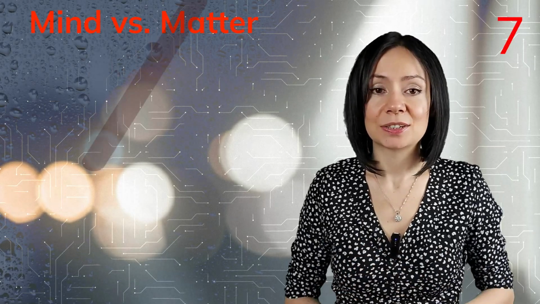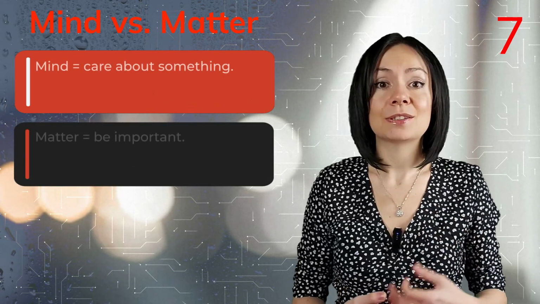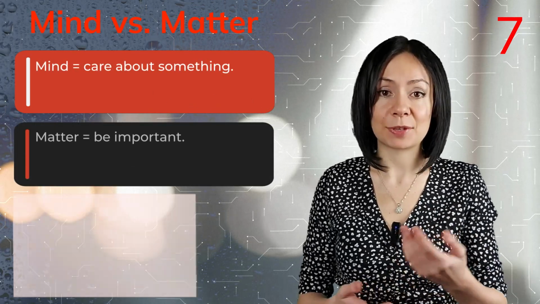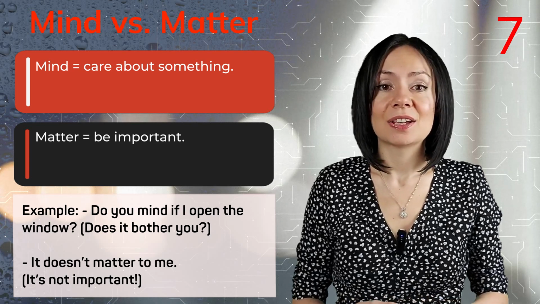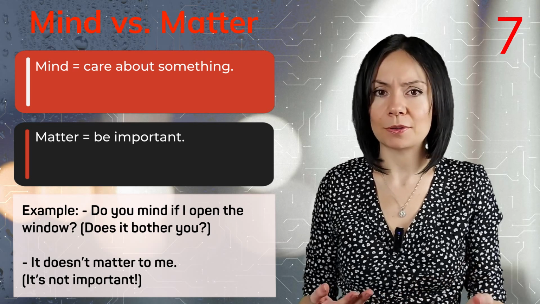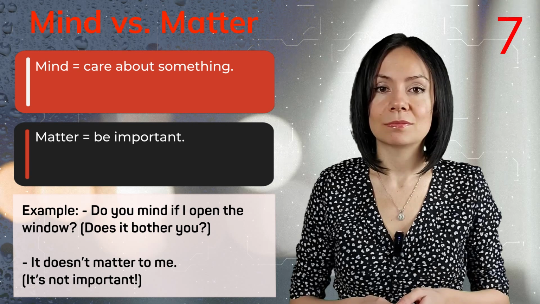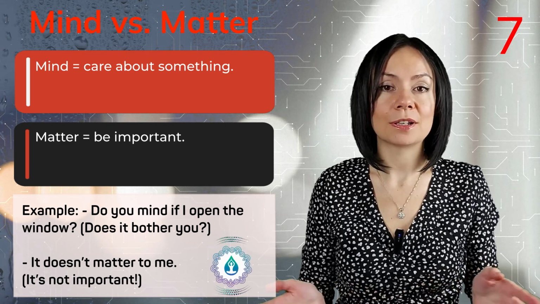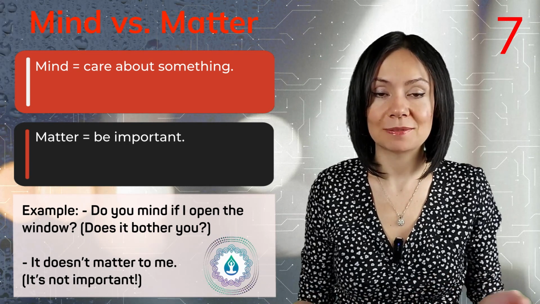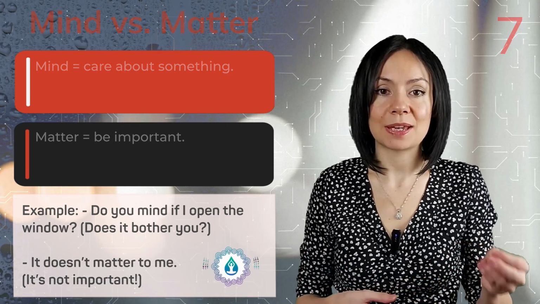Number 7, to mind versus to matter. To mind means to care about something, and to matter means to be important. Let me give you an example. Do you mind if I open the window? So, does it bother you? No. I don't mind, or it doesn't matter to me. So, it is not important. It doesn't matter means it's not important.